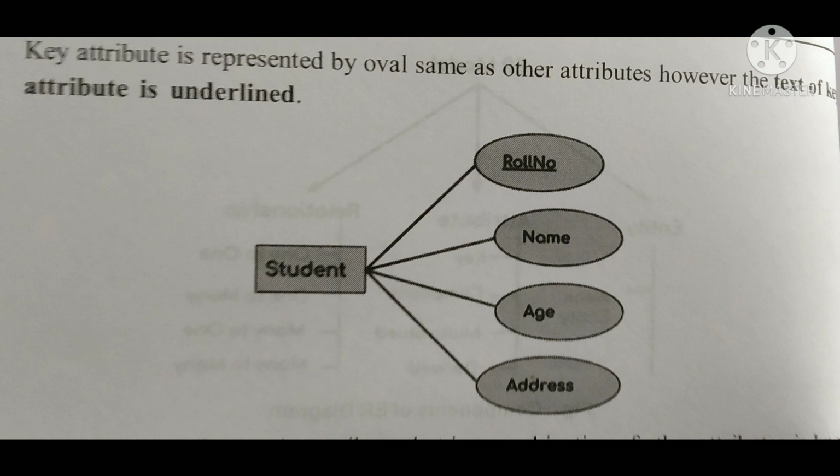Next one, the derived attribute. A derived attribute is one whose value is dynamic and derived from another attribute. It is represented by a dashed oval in an ER diagram. For example, a person's age is a derived attribute, as it changes over time and can be derived from another attribute, date of birth.